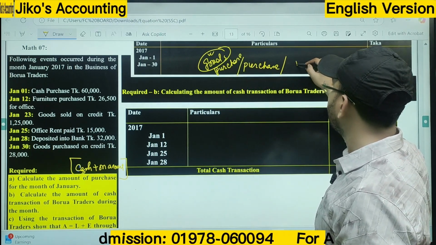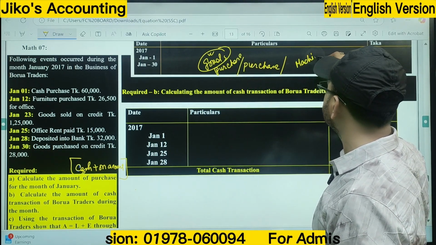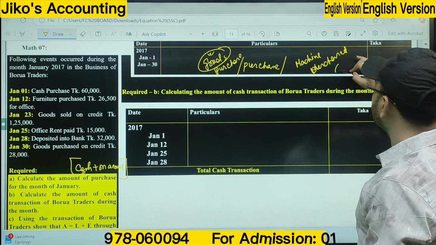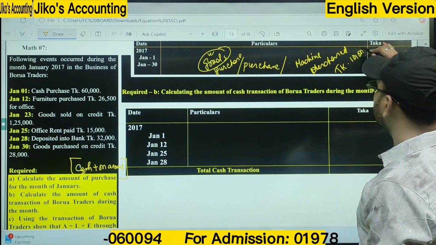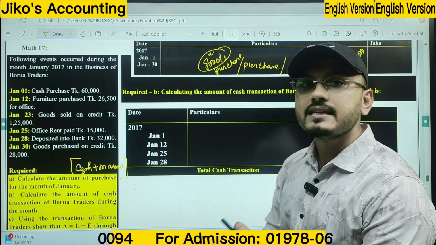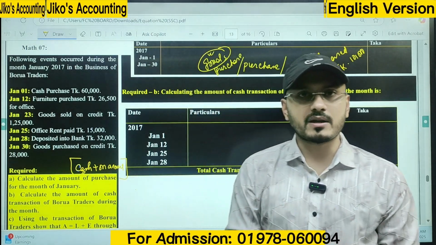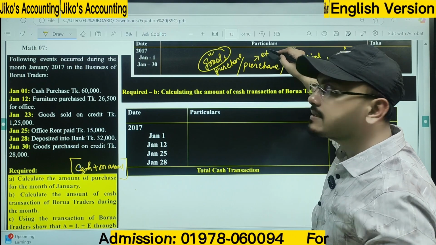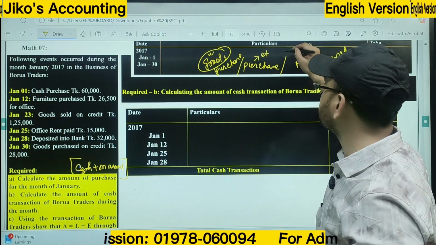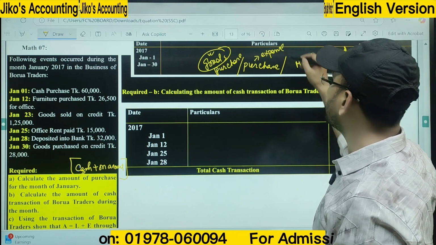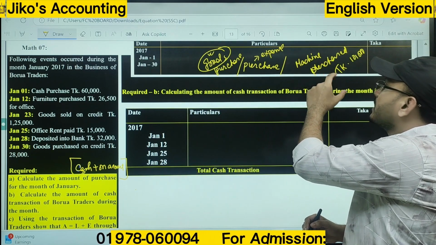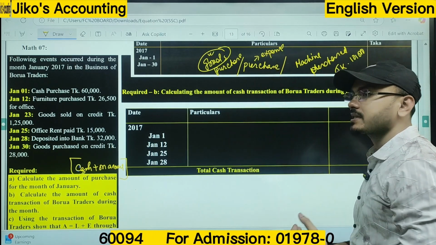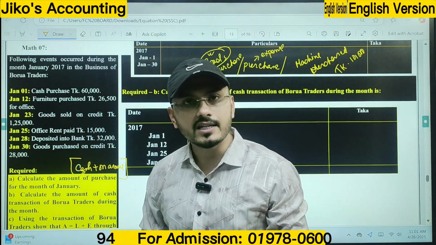If I say machinery purchased, or machine purchased taka 10,000, sir, what have been told here? Machine purchased. Sir, a machine is a fixed asset. It's not an expense for my business. On the other hand, purchase always indicates an increase in the expenses of a business. So it's an expense. But we are not considering the purchase of any fixed asset. We are considering only the expenses. Here, goods purchase always indicates expenses. Is it clear to you, sir?